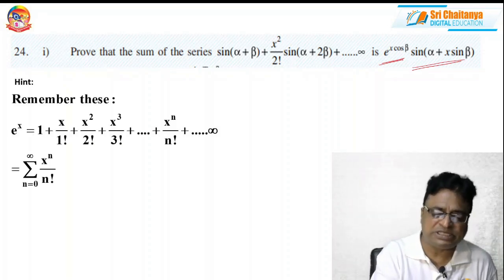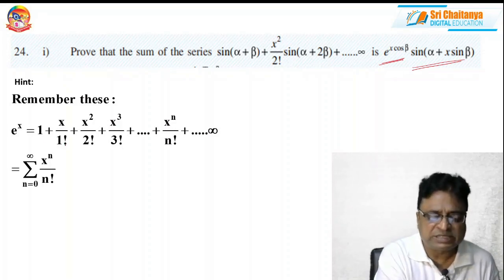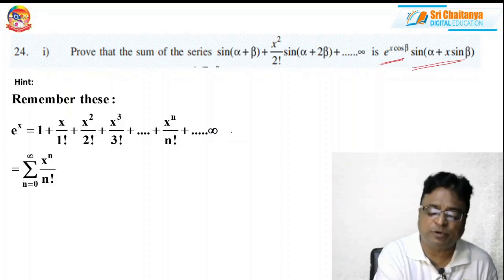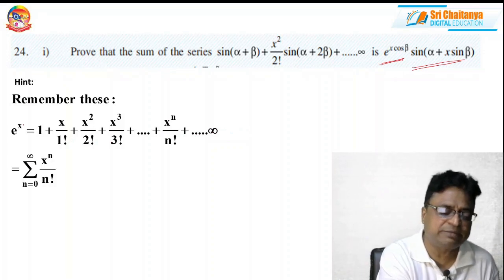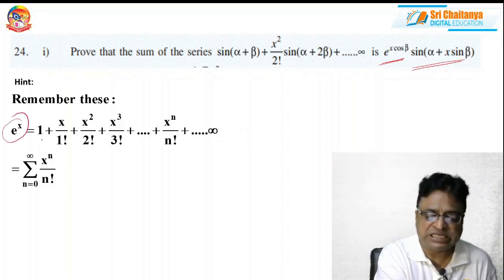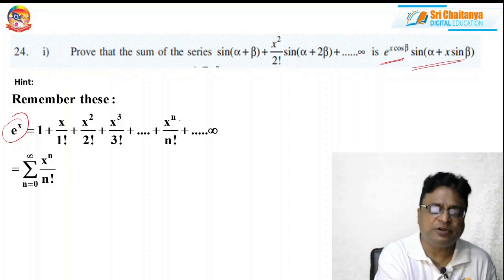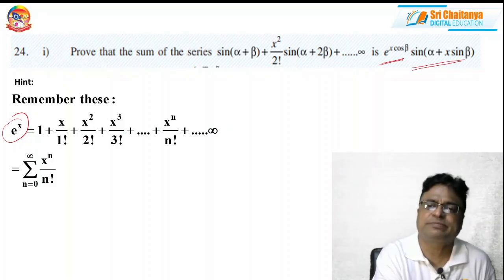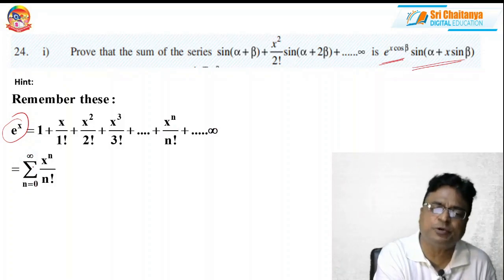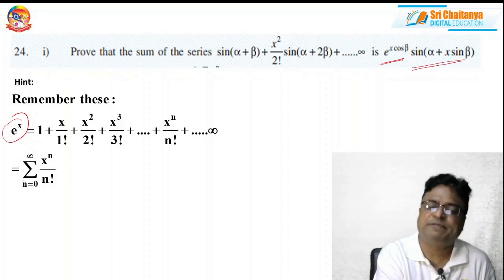Before that, please remember this formula: 1 plus x by factorial 1 plus x square by factorial 2 plus x cube by factorial 3 and so on plus x power n by factorial n and so on up to infinity. This entire infinite series can be represented with what? E power x. So if any series is in this form, then immediately you can write that series as e power x. In sigma notation, we can also represent that as sigma n equals 0 to infinity x power n by factorial n.